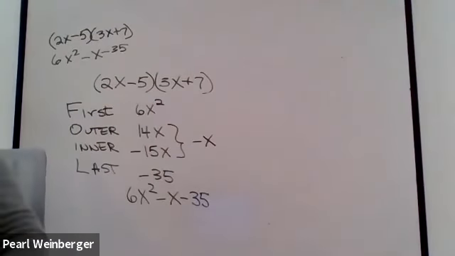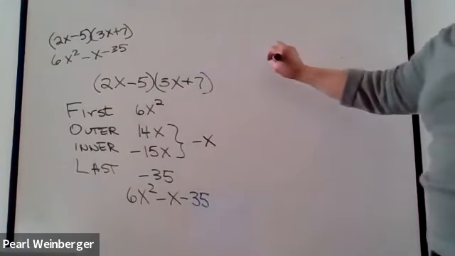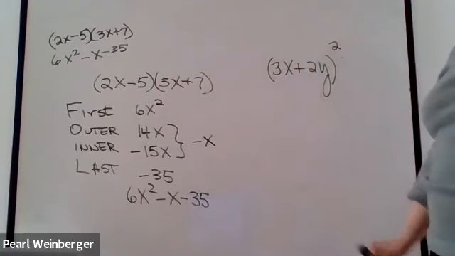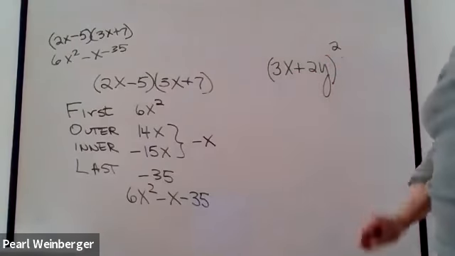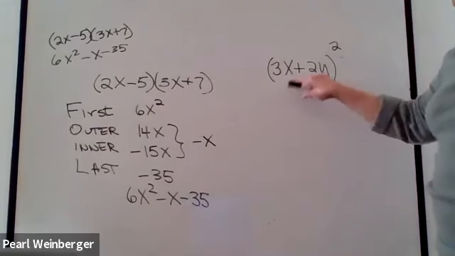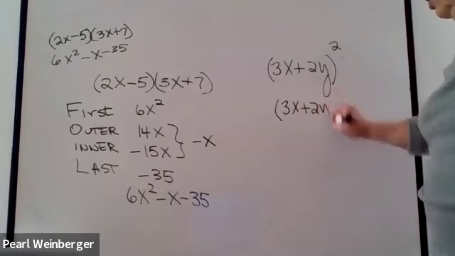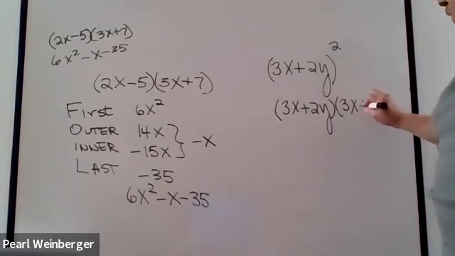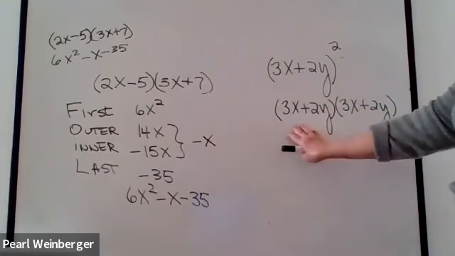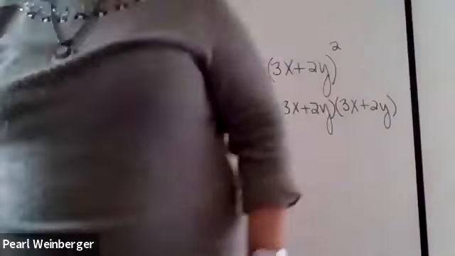Now, sometimes you have something that looks like this. What if I gave you this problem? 3x plus 2y squared. What if I gave you a binomial with an exponent on the outside? Really, it's nothing new. You just have to remember, when you have a binomial squared, you just have to rewrite the problem as 3x plus 2y times 3x plus 2y. The exponent of 2 is telling you that you're multiplying the binomial twice. And you have to write it out twice, and then you can do either the distributive method or the FOIL method. See if you can get the answer to this using the FOIL method.